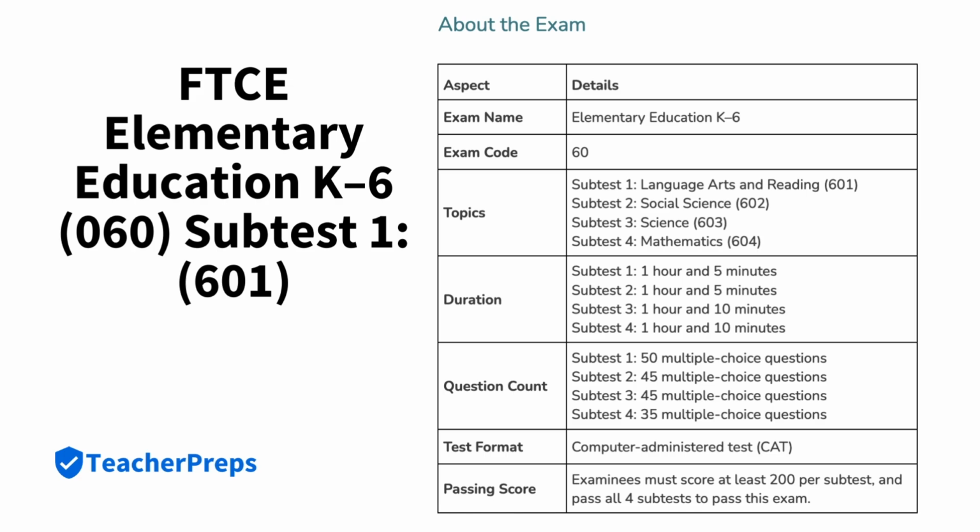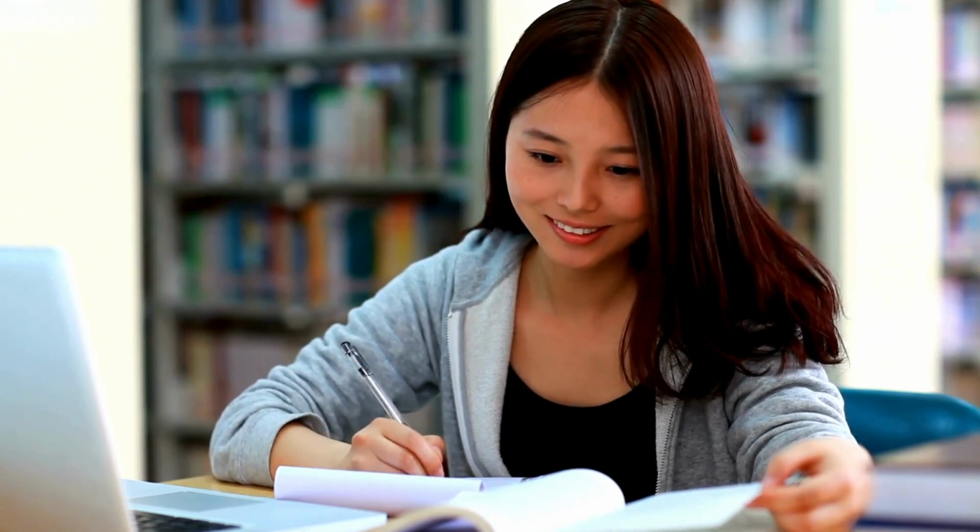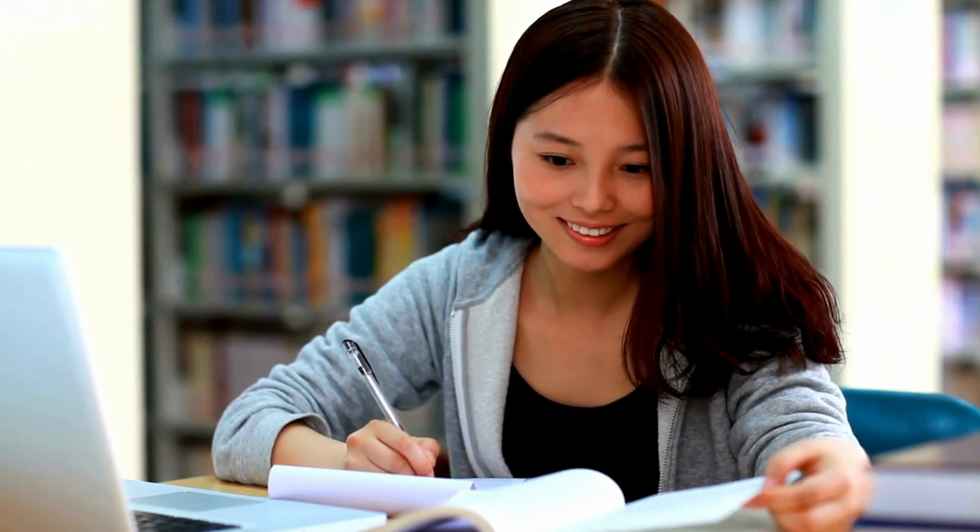The elementary education test includes a total of 4 subtests, and this lesson focuses on Subtest 1, Language Arts and Reading, where on test day you will receive 1 hour and 5 minutes to complete this subtest, which includes 50 multiple choice questions. Now, in order to help you get totally prepared, this practice test will guide you through a simulation for the types of questions you can expect to see on test day.